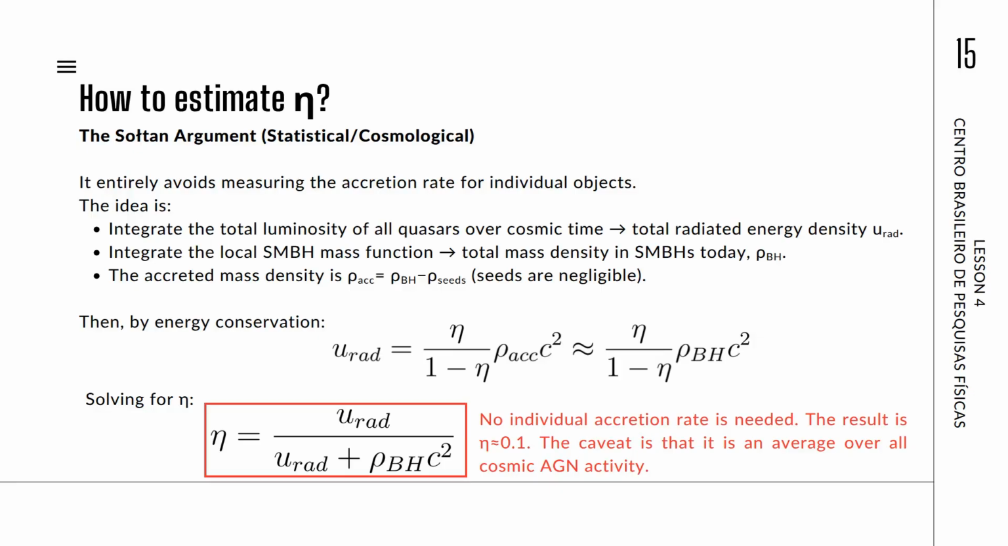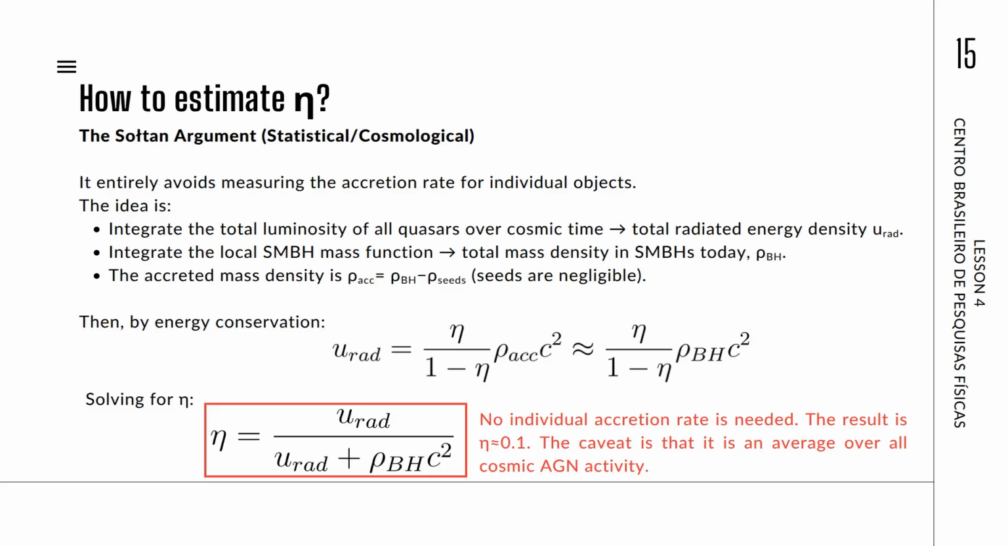How to estimate this eta? I'm showing you so you know that something exists. Someone tried to do that before, but you don't need to go very deep on this. There is this Sołtan argument, I don't know how to pronounce the name of this guy. It entirely avoids measuring the accretion rate for individual objects. Instead, it's very easy: you just have to integrate the total luminosity of all quasars over the cosmic time.